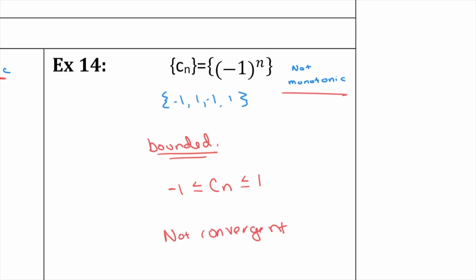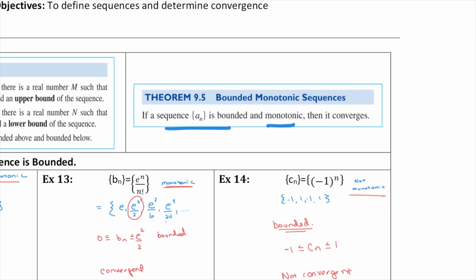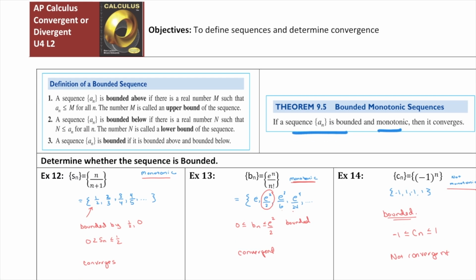We did a lot of work today. Make certain that you understand the concepts for convergence and divergence related to sequences.